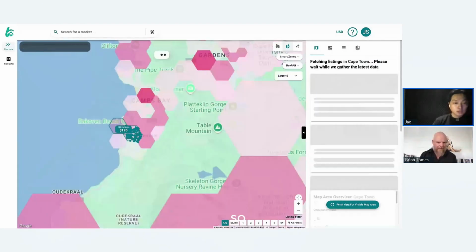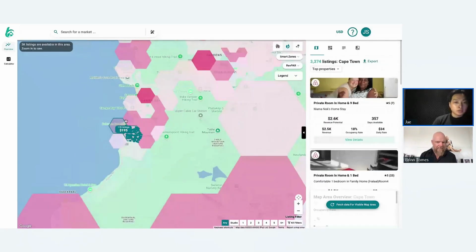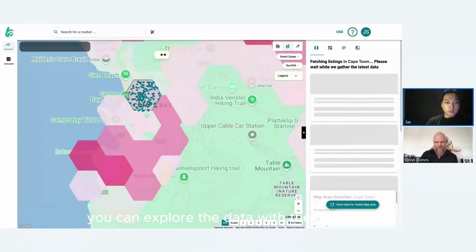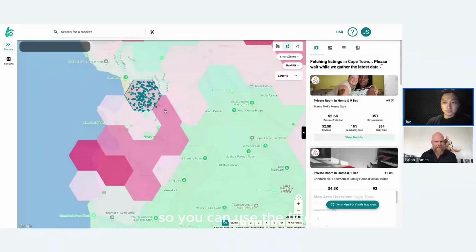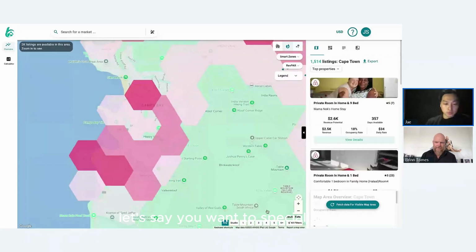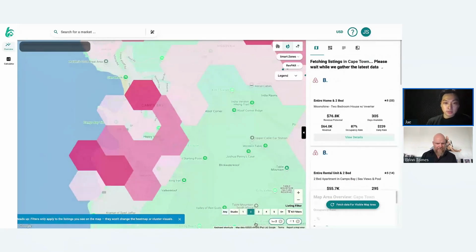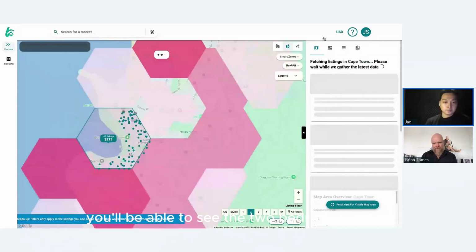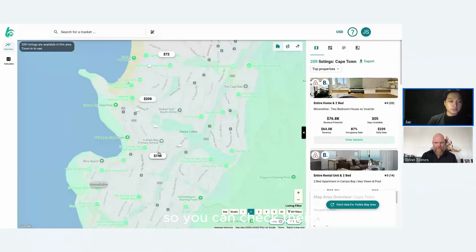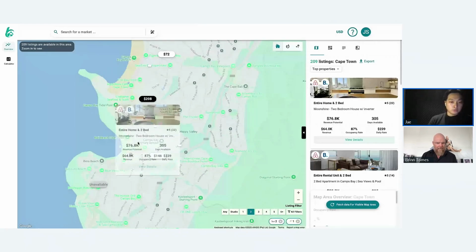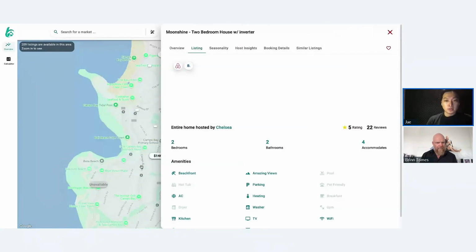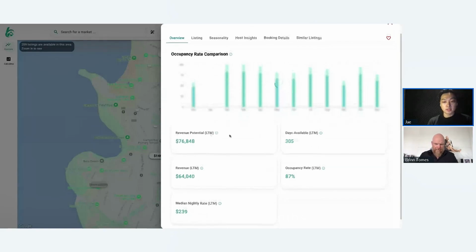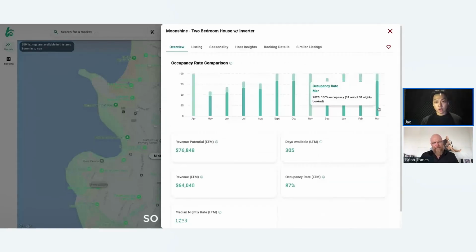Yep. So in this hotspot, you can explore the data at the listing level. So you can use the filter. Let's say you want to specialize in 2-bedroom properties. Once you apply the filter, you'll be able to see the 2-bedroom listings. So you can check their data from different locations. And you can see how much they made in the last 12 months. So this is the occupancy rate.